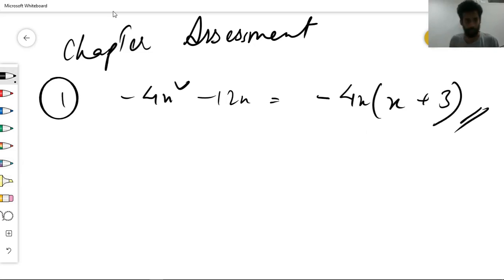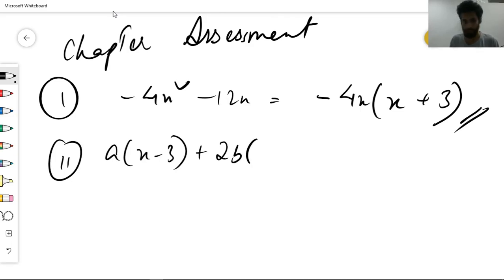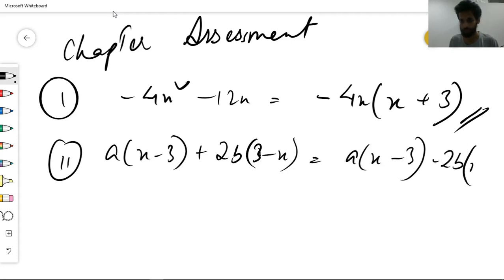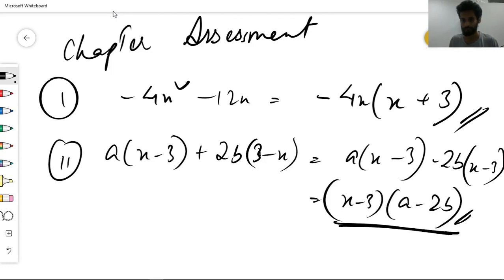Then question number 2, a times x minus 3 plus 2b times 3 minus x. Here we can see both are in different parts, but the thing is the same. So what we will do, we will change the plus to minus here: a minus twice b, then this will become the opposite, x minus 3. Here x minus 3 is common now, so a minus twice b is the answer.